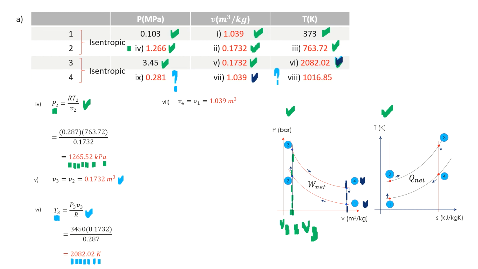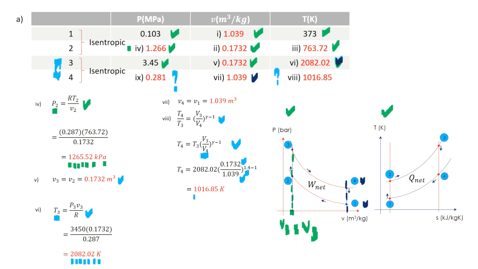This value here is also unknown for the time being. Okay, so what you need to do, remember 3 to 4 here, the process 3 to 4 is isentropic. So you can use the isentropic relationship, and we know that the volume ratio is the same, that is 6 to 1. Or you can put in the volumes by now. And then the gamma, remember for air is standard 1.4. So you can find out your T4 as this, 1016.85 Kelvin. So you have this value here.